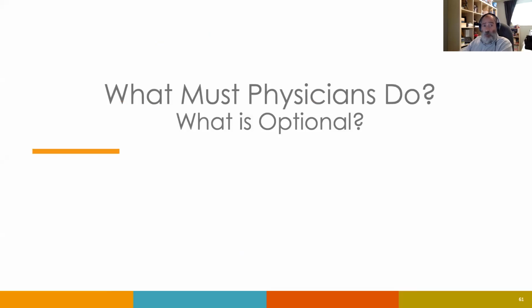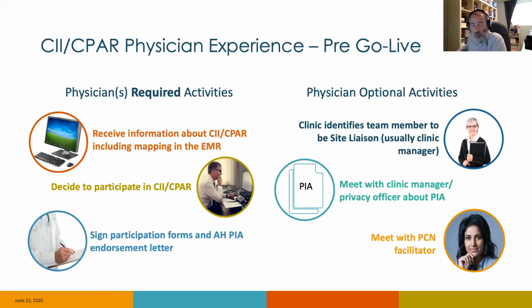A lot of physicians want to know, what do I have to do? What are the things that I've got to do, and what are the things that my team can do for me? So we put together a list of the basic things that physicians need to be involved in as they go through CII CPAR. So before go live, physicians need to see the mapping that we went through a little while ago. They need to know which fields are mapped in their EMR and what information is going to flow. Obviously, they have to make the decision, yes, they want to go ahead. And once they've done that, there's forms that they're going to need to sign.